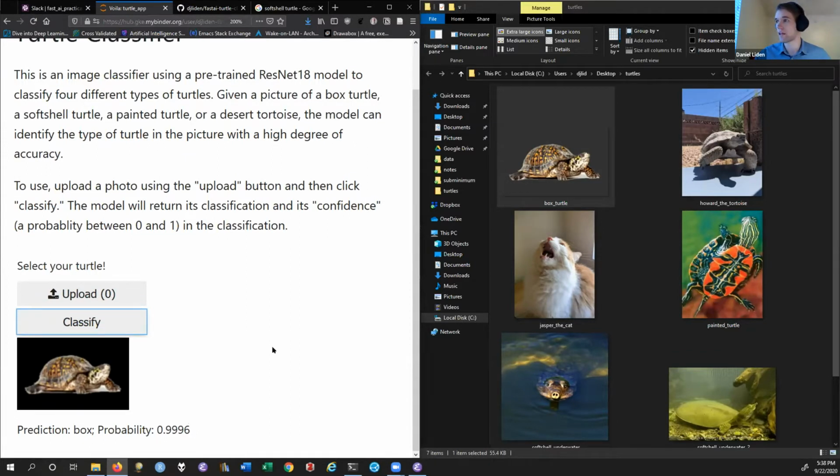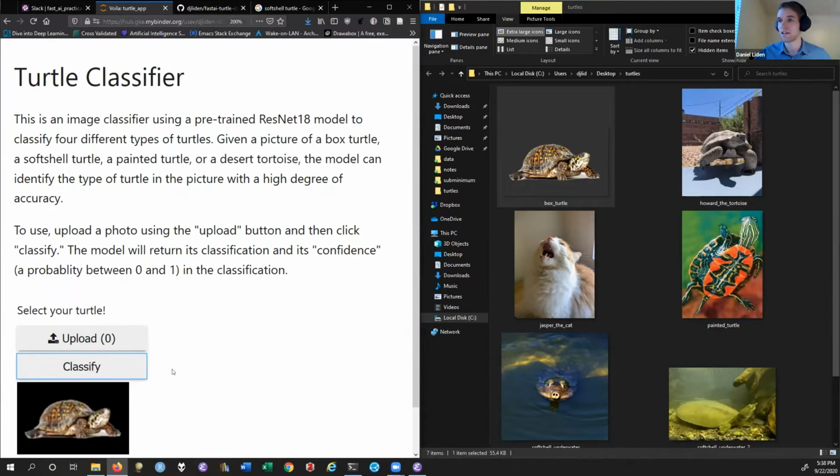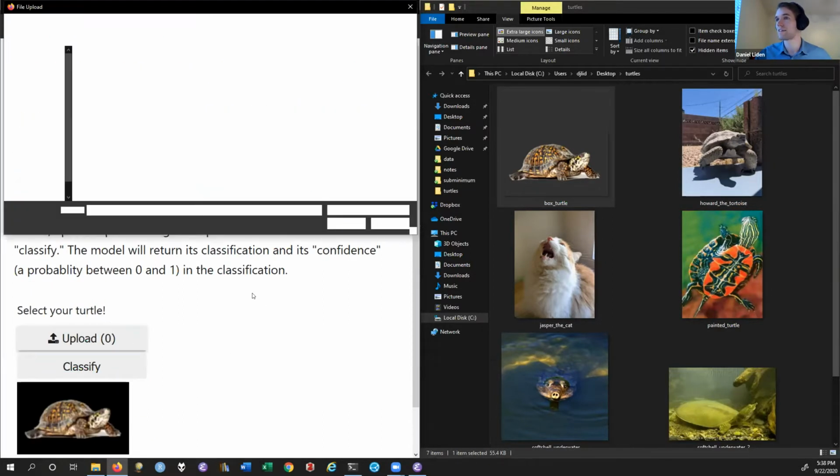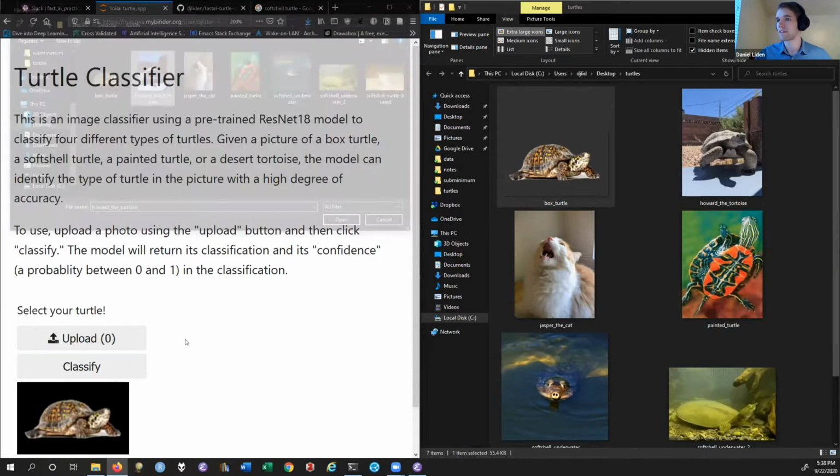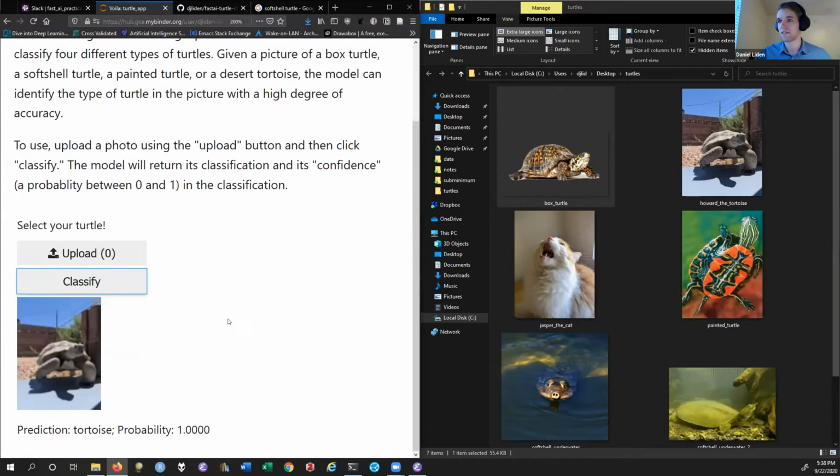Pretty good at that. The next one, Howard the tortoise here, I can be sure that this one was not part of the training sample because I took that picture, and I don't think that Howard the tortoise is an internet celebrity, but you never know. So grab that one. Classify. Really, really confident, no doubt that's a tortoise.